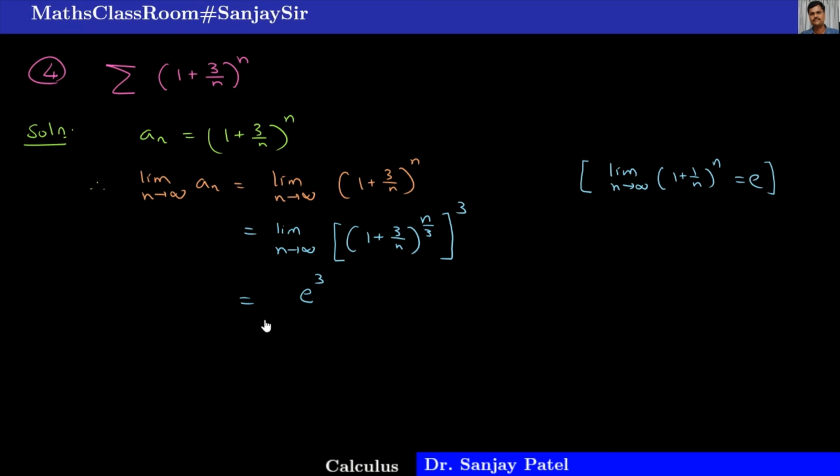And e raised to 3 is not equal to 0 because e is the irrational number 2.718 and so on. And therefore, the conclusion is the series sigma (1 + 3/n)^n is not convergent. Is not convergent.